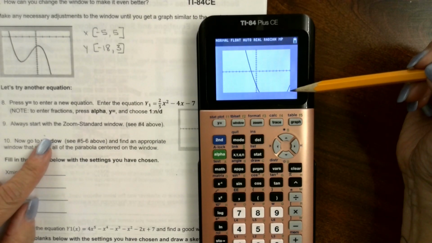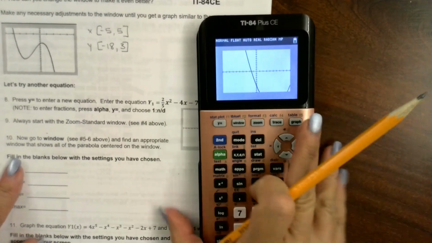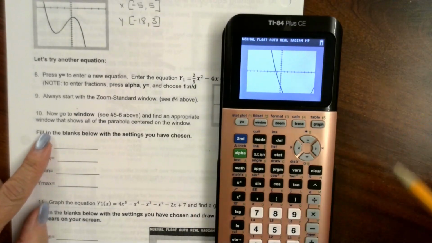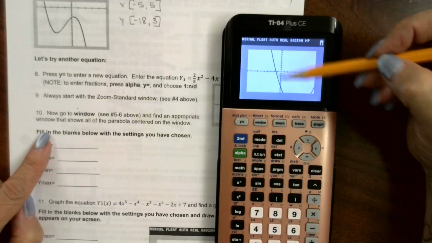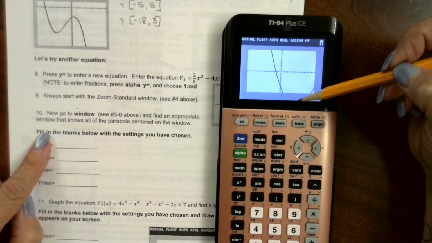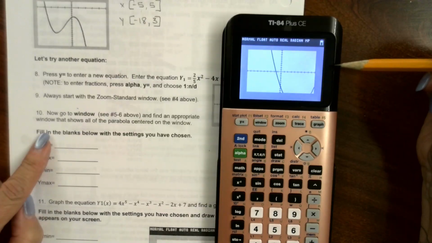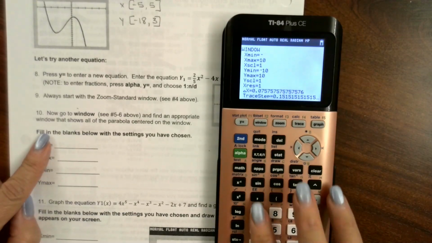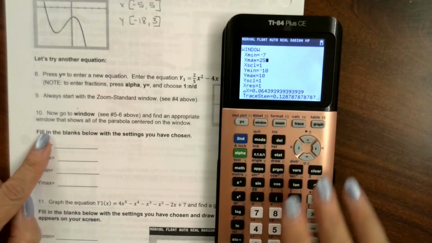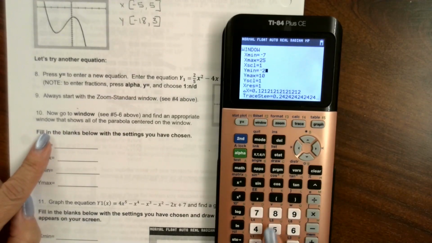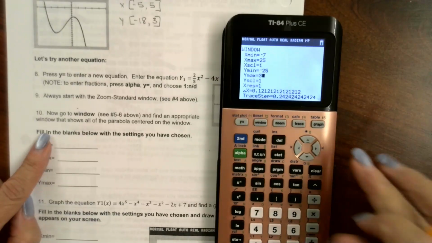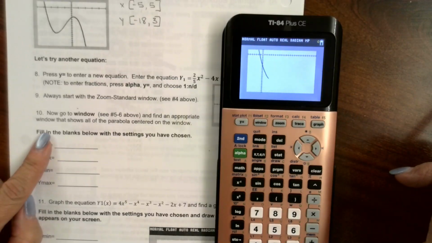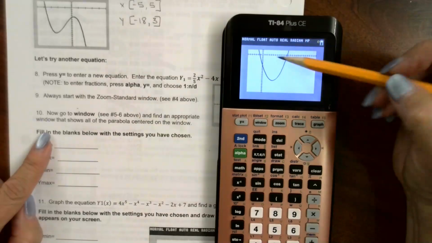So I want to adjust the window. So what number 10 says here is go in and adjust the window so that we can see everything that they want. So what I know is I need to be lower in my y min, and my x max needs to change. So I'm going to go into window, and I'm going to say maybe -7 to 25, and my y min, I'm going to say -20, and my y max is 3. I'm just randomly picking numbers. So let's look at this. That looks pretty good. I can see what's happening.